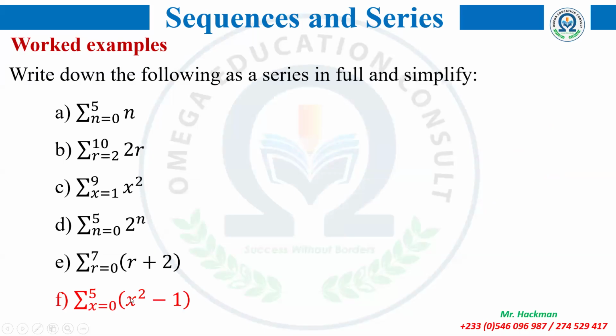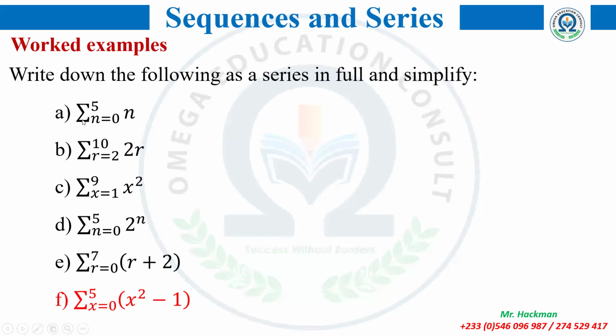Okay, this is it, but let me go back. With this, let's write down the following as a series and simplify. Because you are looking at a sum, if you write it, it will be in terms of series, because it's series that we sum the terms. And we know out of every series, we can generate the corresponding sequence.